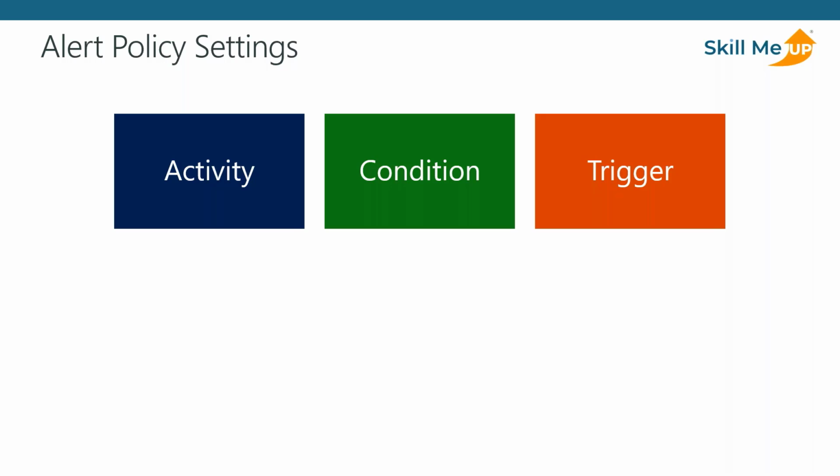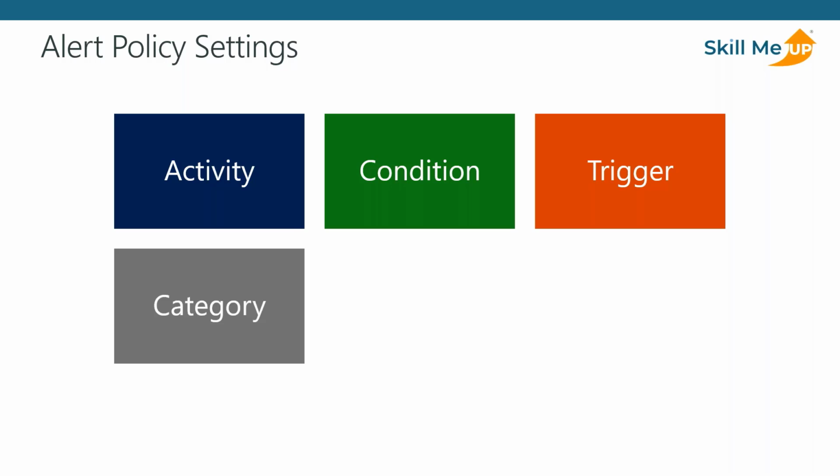Then we obviously have the trigger. This is when the alert will be triggered. So you configure the setting that defines how often an activity can occur before an alert is triggered. Then, of course, we have the category it belongs to. So it can either be data governance, data loss prevention, mail flow, permissions, threat management, etc. We then obviously have severity. The severity is similar to the alert category. It's low, medium, high, or informational.